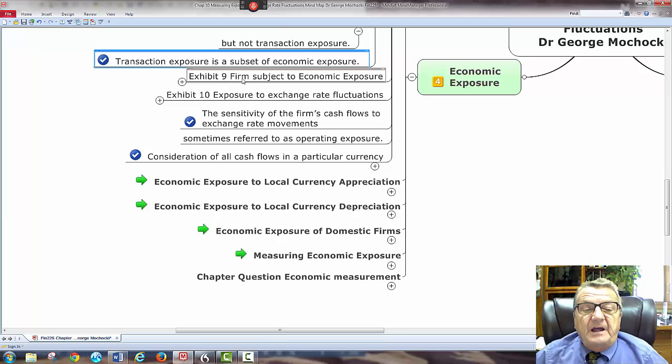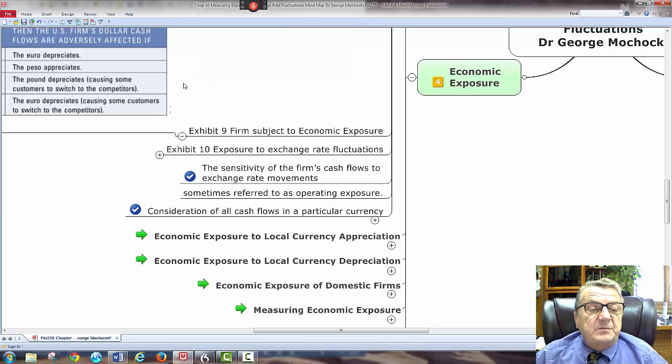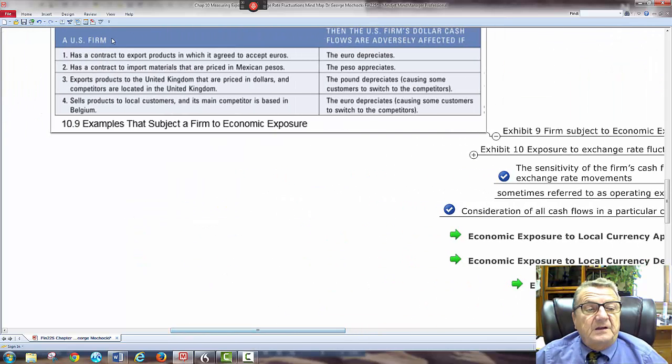Okay, Exhibit 9. Firm subject to economic exposure. It just shows you, again, look at the firm. It has a contract to export in which it agreed to accept euros. The euro depreciates. Oh my God! The contract to import materials at a price in pesos appreciates. Okay, so then the U.S. firm's cash flows are adversely affected if this happens.